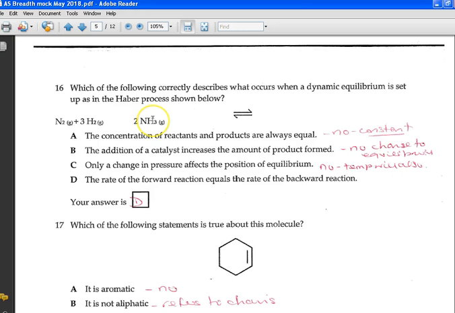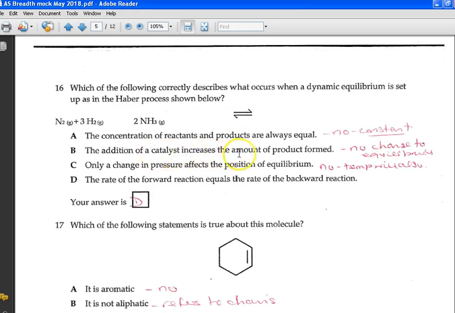Equilibrium here for ammonia. I mean, that equilibrium sign should be over here, obviously. Okay, and we are asked, what occurs when a dynamic equilibrium is set up? So the concentration of reactants and products are always equal. That is definitely not true. They are constant. They are not equal.